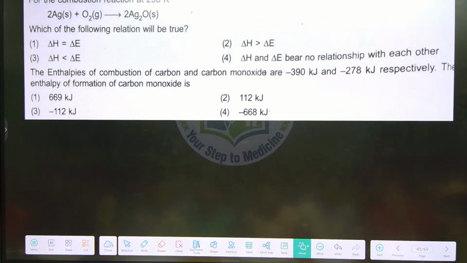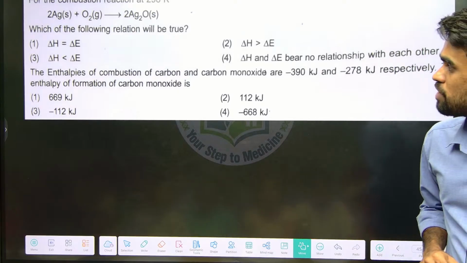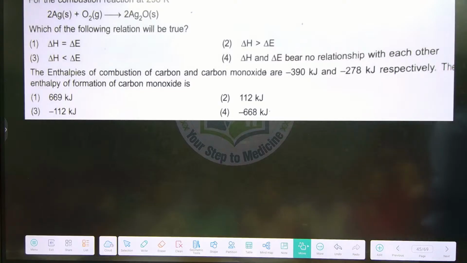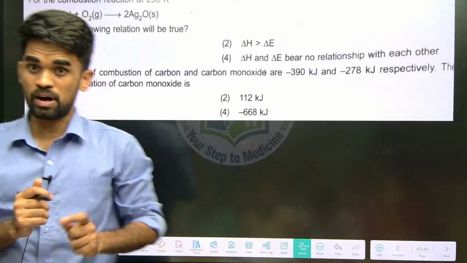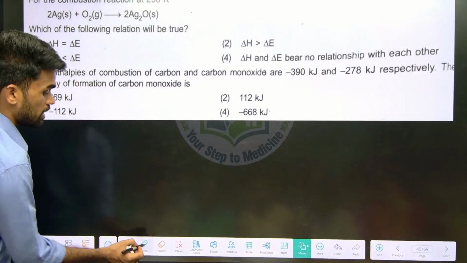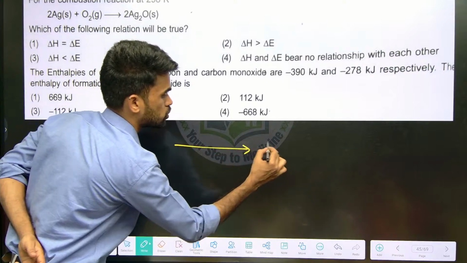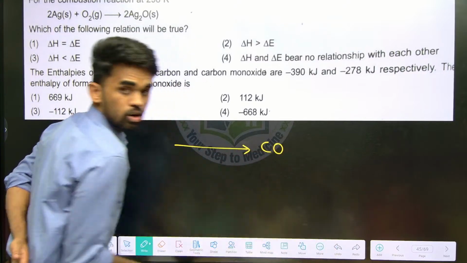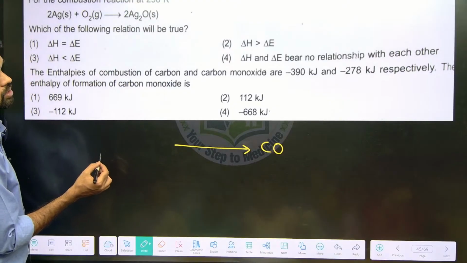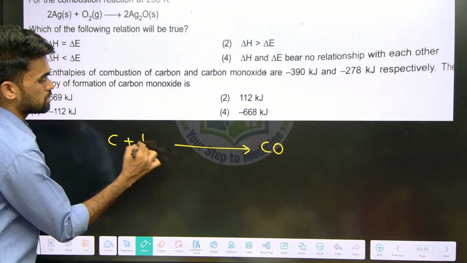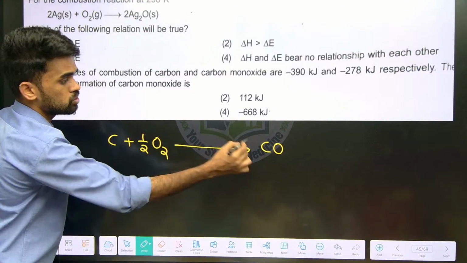Enthalpy of combustion of carbon and carbon monoxide are given. The enthalpy of formation of carbon monoxide is, what is the data provided? Combustion. What are they asking us? Formation. See, formation, what is to be formed here? Write that equation first. Carbon monoxide should be on the product side. So from where is it forming? From carbon. Carbon plus half O2 gives rise to CO.